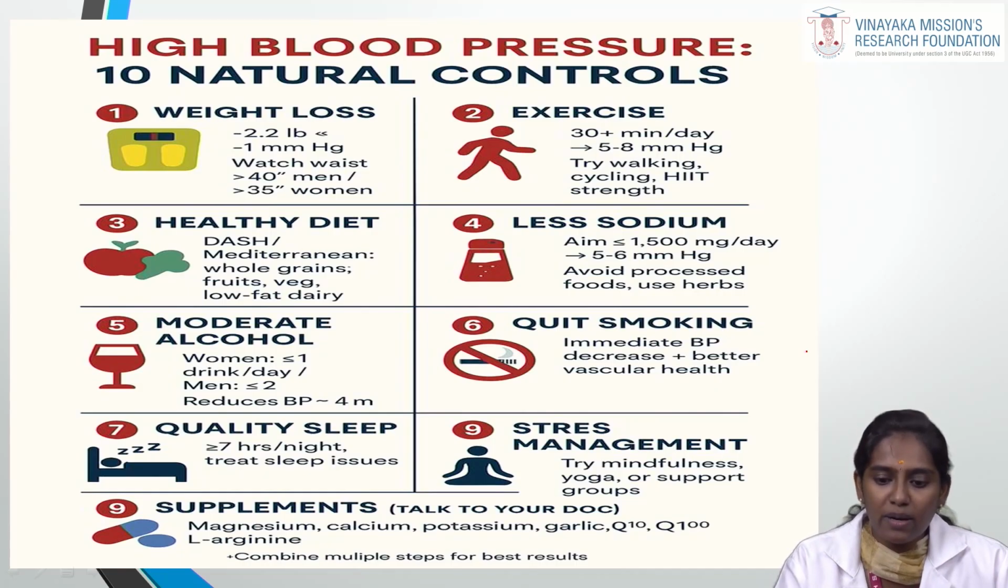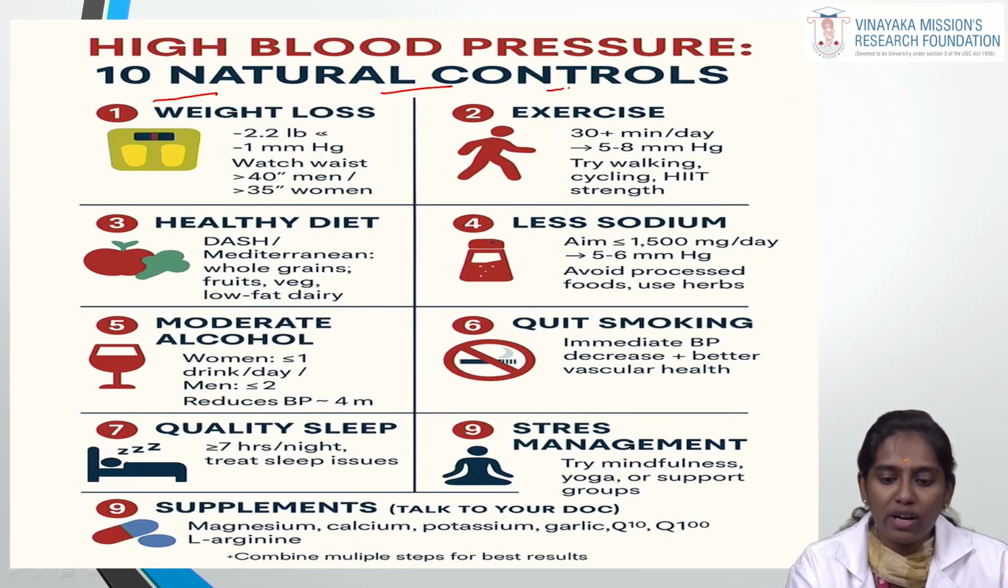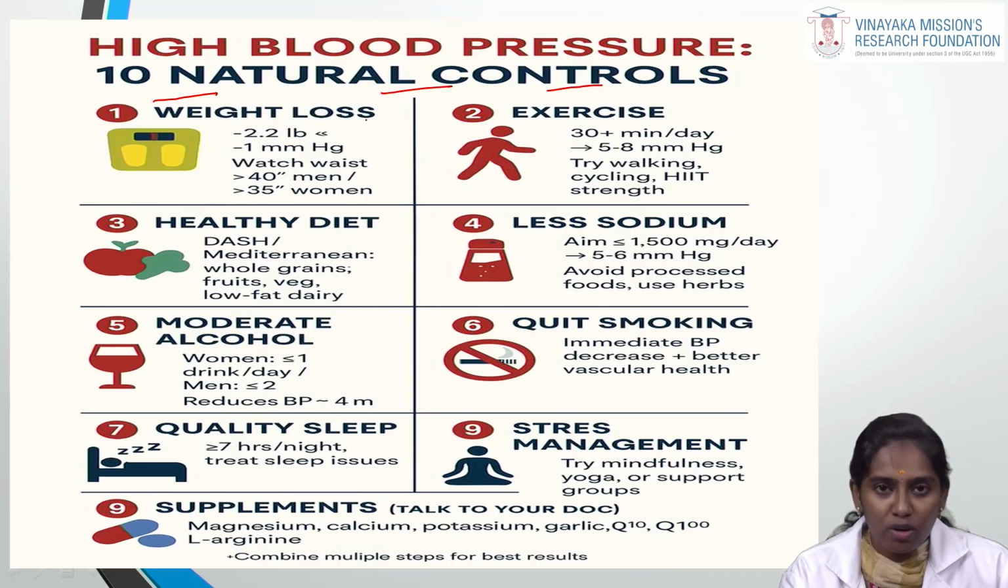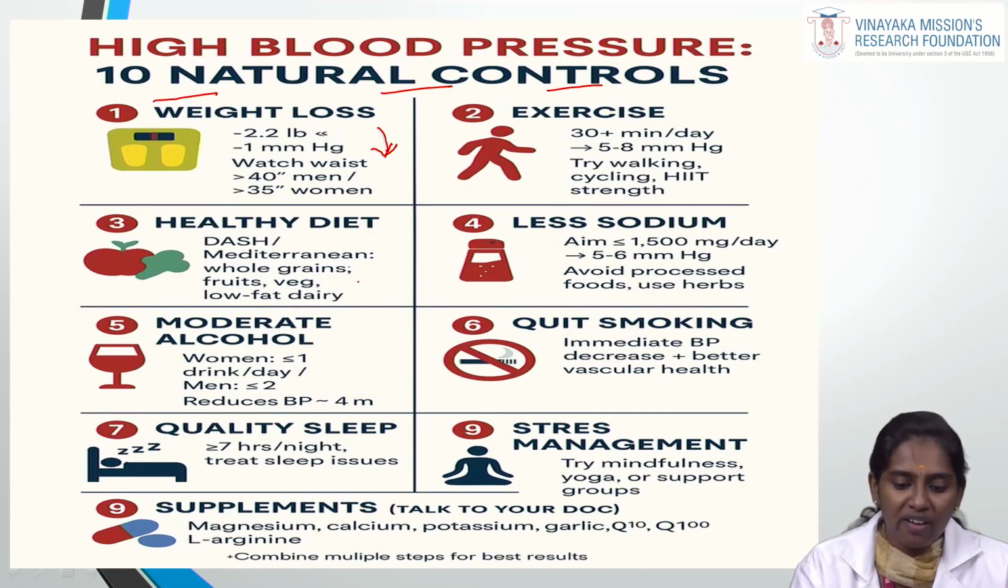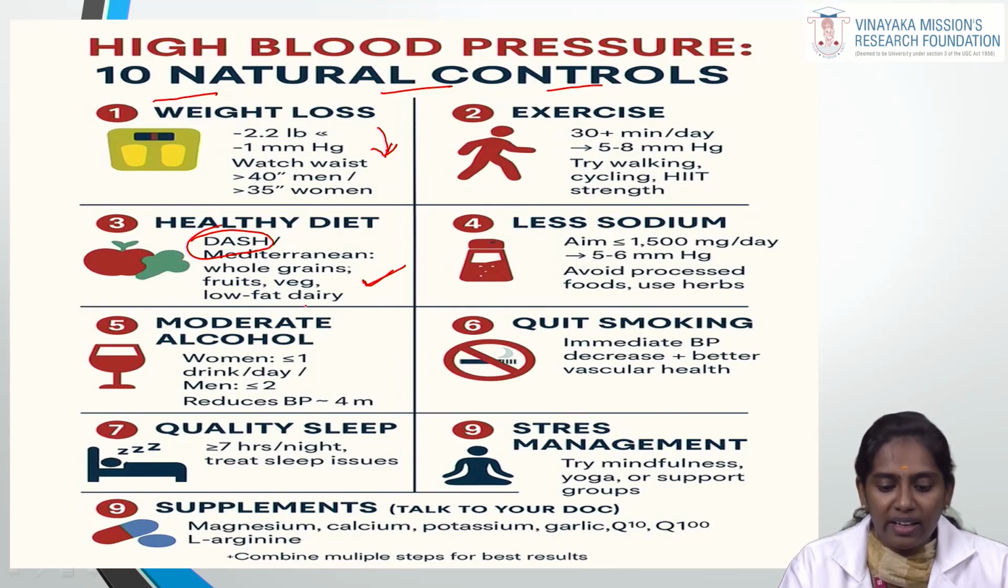Then when you are having high blood pressure, which are the natural ten ways you can control it? With weight loss, you can reduce BP. Then a healthy diet, mainly the DASH diet, can improve your blood pressure. Take fruits and vegetables, then low fat dairy foods, that is milk products. Then moderate alcohol. Then quality sleep, you need at least 7 hours of sleep daily. Then exercise, mainly 30 minutes plus daily. Try walking, cycling and HIIT strength exercise.